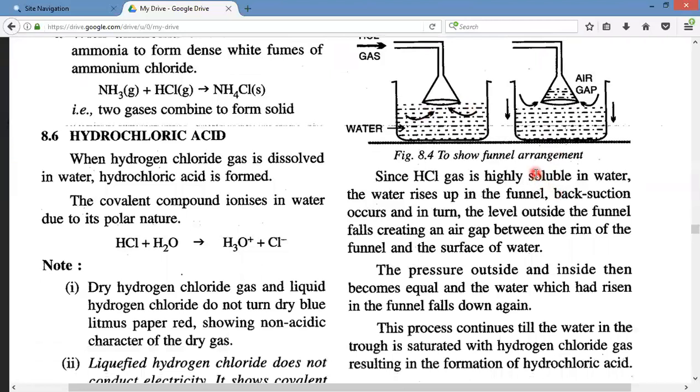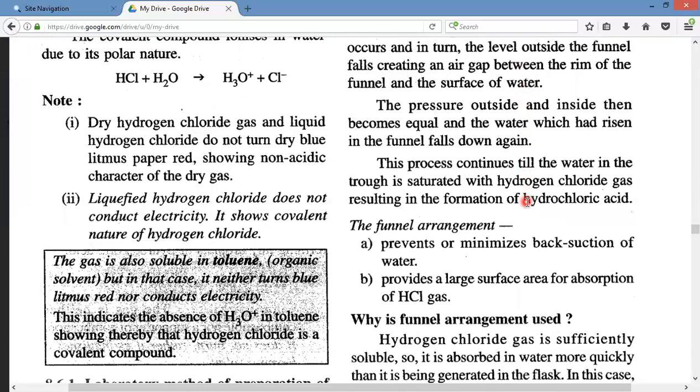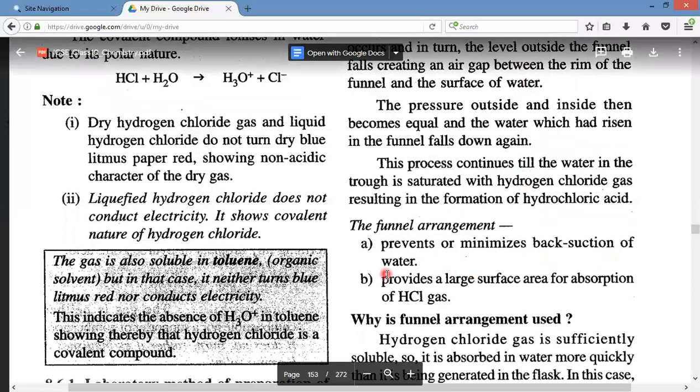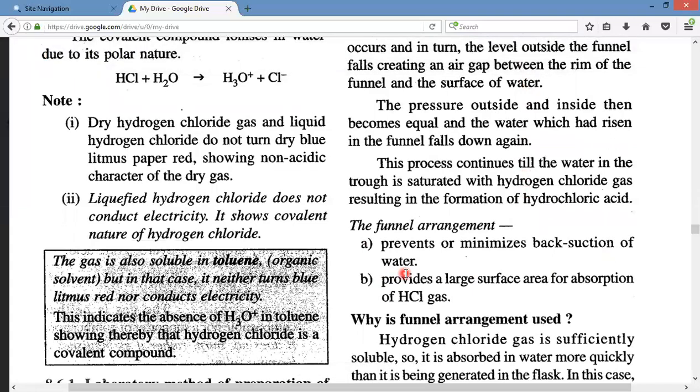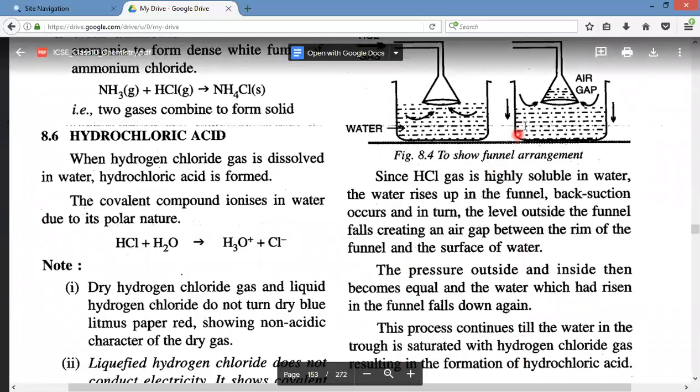This comes under the funnel arrangement, and it is very, very important. Kindly note it down, learn it thoroughly, learn the principle of that funnel arrangement. Now, what is the purpose of the funnel arrangement? It prevents, or minimizes, back suction of water. It means that if back suction occurs, a gap will be created, and then the water going back will be lesser.